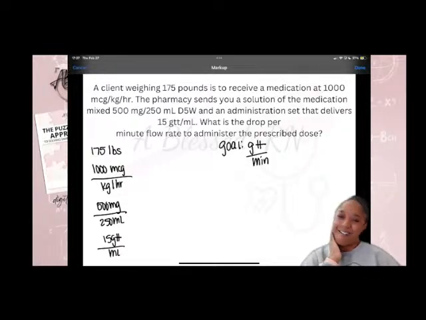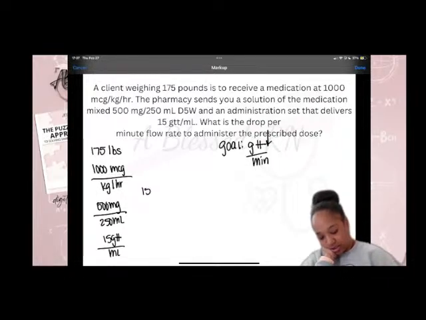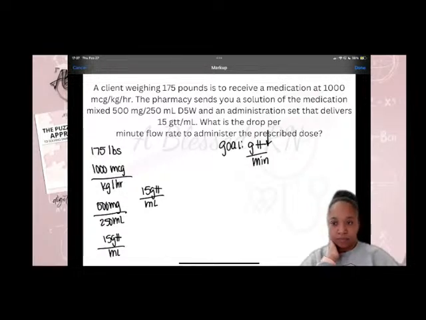Okay. All right. So, what are we going to start with, y'all? We start with whatever is on the top, and we just piece it together. All right? So, 15 drops per milliliter. Okay? What's next? Y'all tell me what's next.